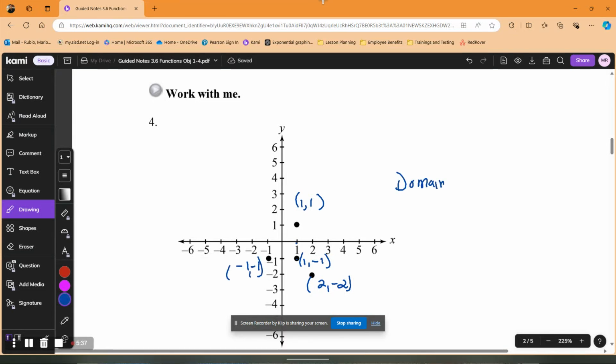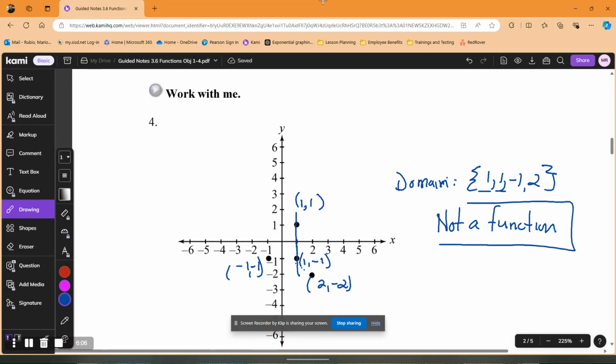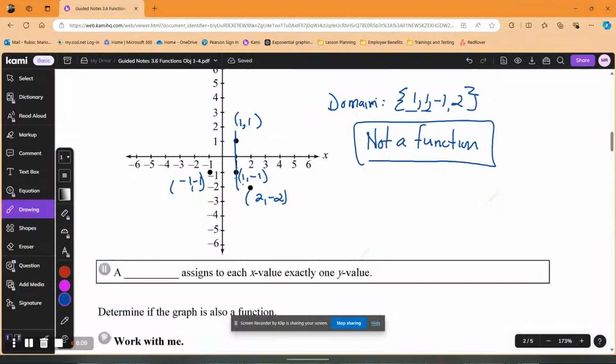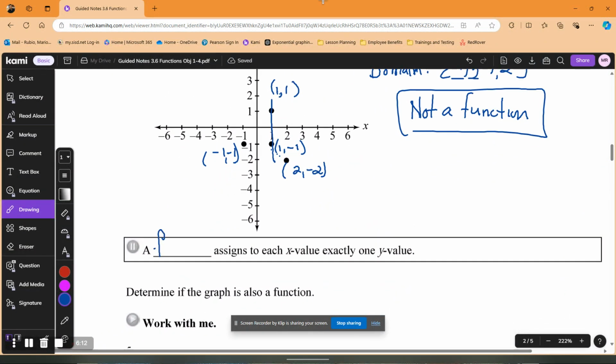This one is easy to see graphically: these two are on the same x coordinate, 1 and 1. Because they lie on the same coordinate, there's a repeat on the 1. That means there are two y's on the same x point. So this is not a function. A function assigns to each x value exactly one y.